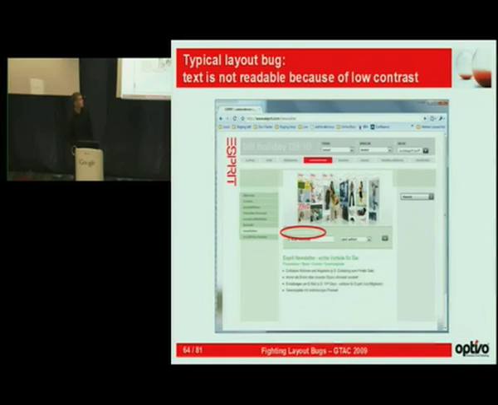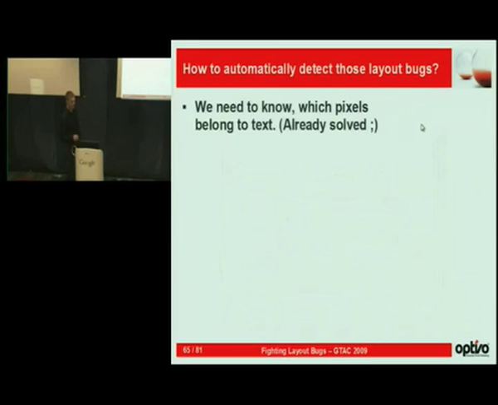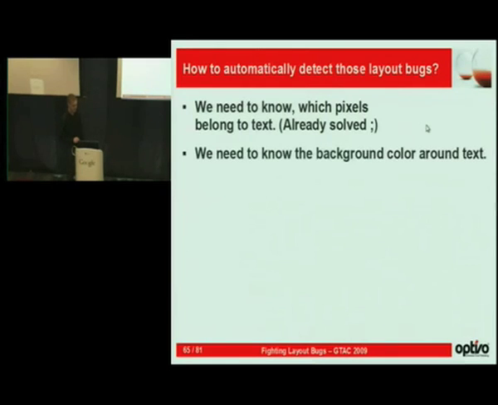So how do you go about those types of layout bugs? Well, we need to know which pixels belong to text. Oh, already solved this problem. The next thing we need to know is the background color around the text. But that's not hard to do. Just get the outline of the text pixels and look what color they have. And last thing we need to know is the actual text color. It shouldn't be that hard, should it?